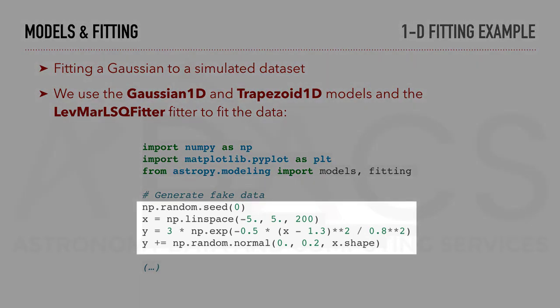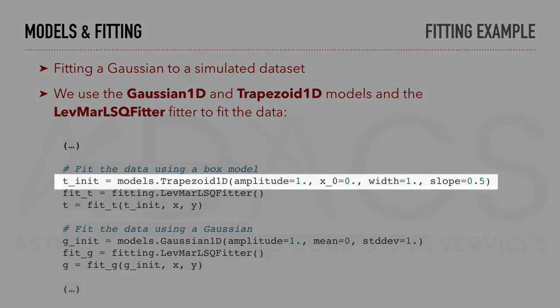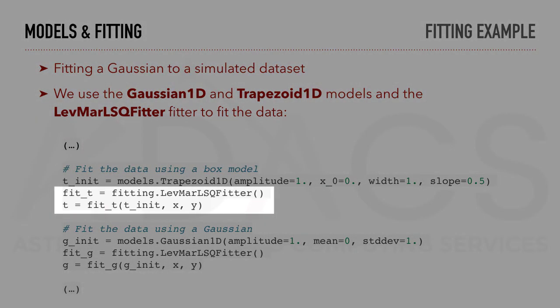Using NumPy, we can generate a 2D distribution, namely x and y here. Next, we will fit the data using two different models. The first model is a box model, or the Trapezoid1D. We first instantiate the model using some initial parameters, the amplitude, x0, width, and slope. And finally, we call the fitting function while passing both the model and the data.